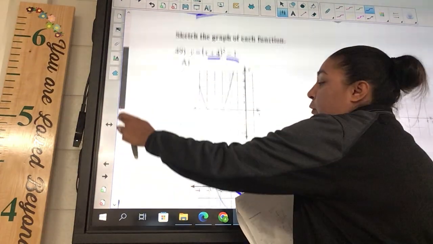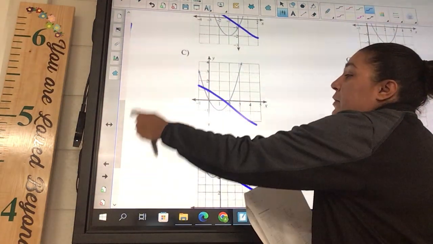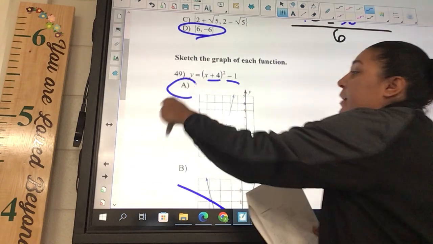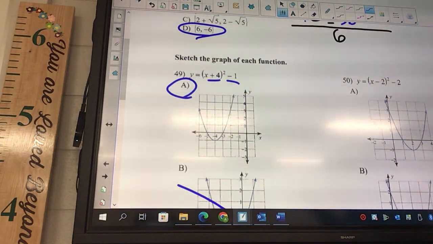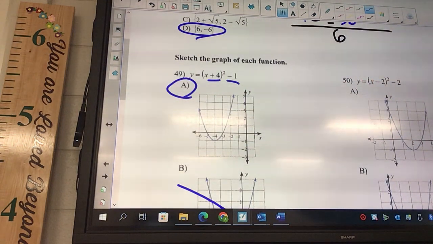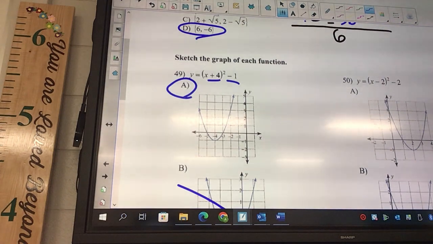So this one definitely went over 4. This one only went over 1, so it's definitely not that one either. Okay, it's got to be A. However, you do need to know left and right in case one went over 4 this way and one went over 4 this way. Okay.